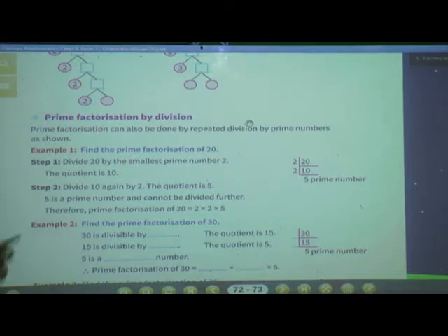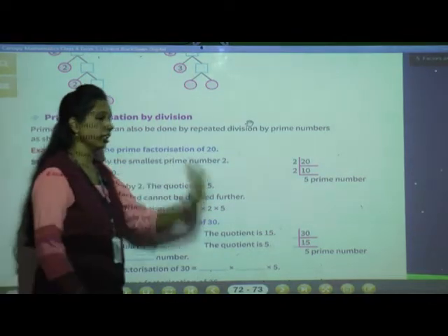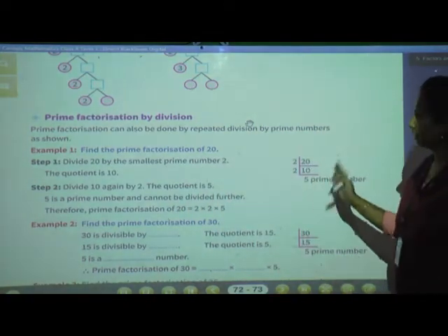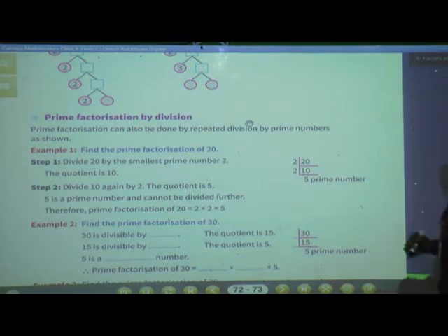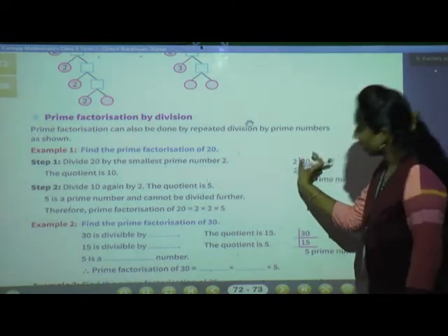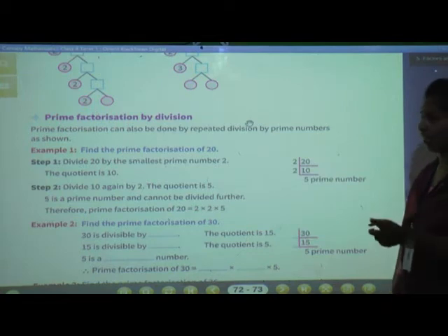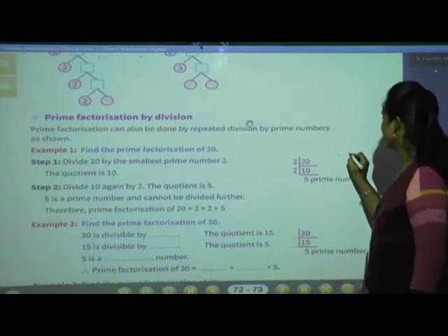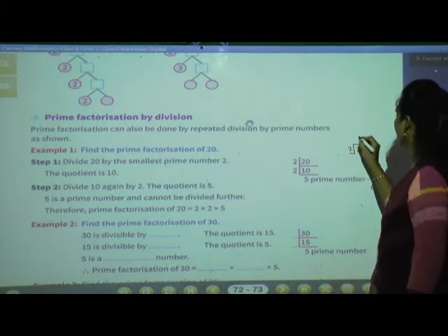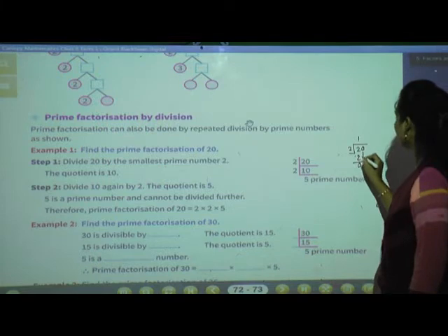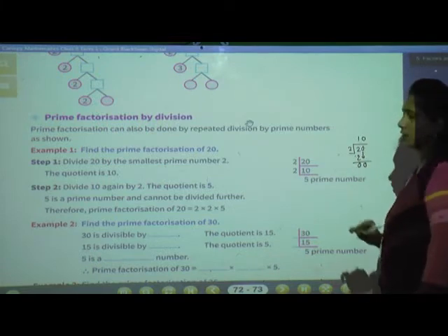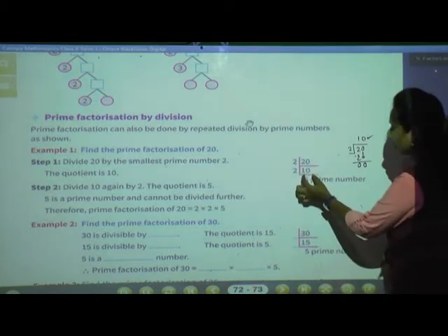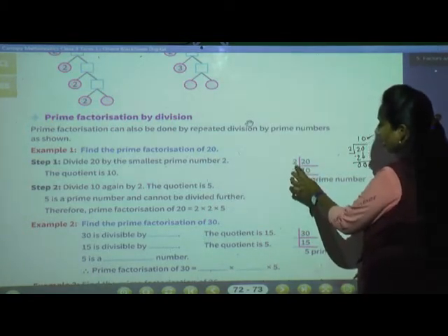So find the prime factorization of 20. If you want to find the prime factorization of 20 by division, what is step 1? First you need to divide 20 by the smallest prime number, that is 2. What do we get when we divide 20 by 2? 2 1s are 2, 0, bring down 0, we cannot divide, so put 0. So what is the quotient? 10. Write the quotient on the right side, and divide by 2.